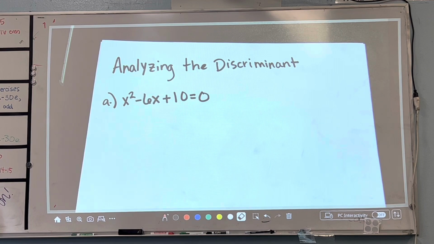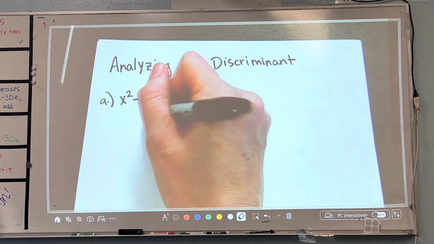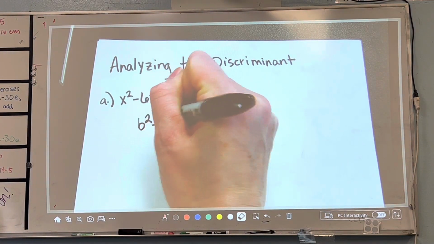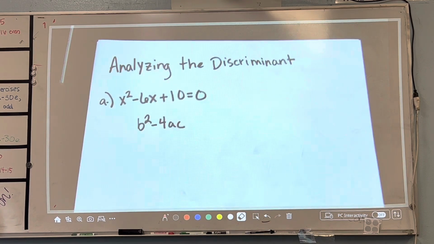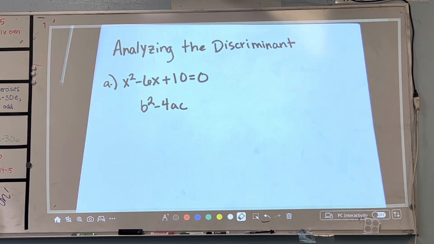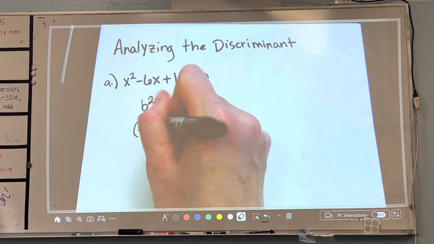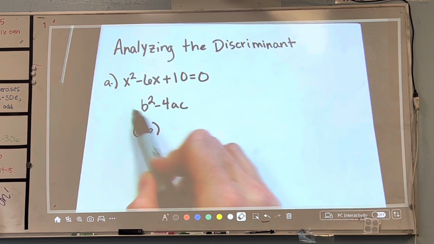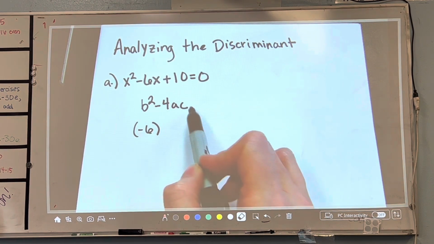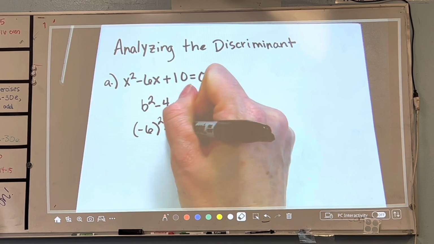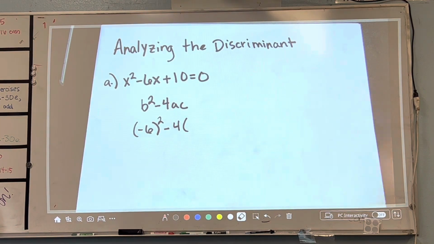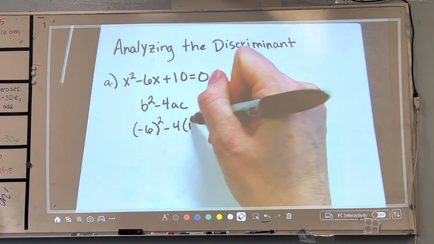So let's analyze the discriminant. The discriminant is b squared minus 4ac. What's b in this? Negative 6. Where'd you get minus 4? This is the formula for the discriminant. So minus 4 times, what's a? 1. Good, and c is 10.